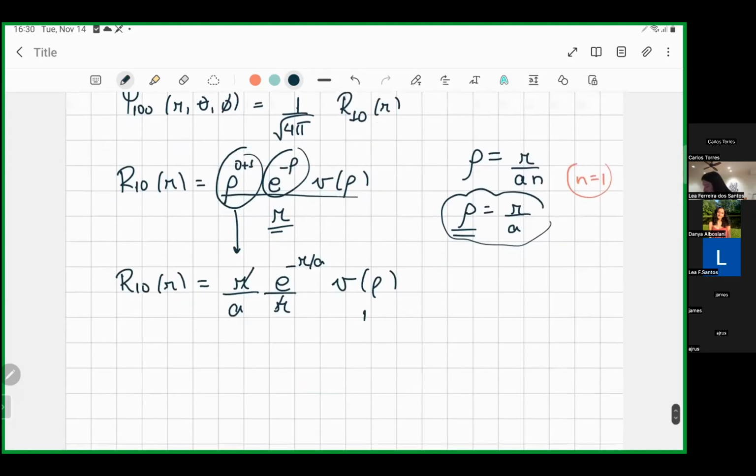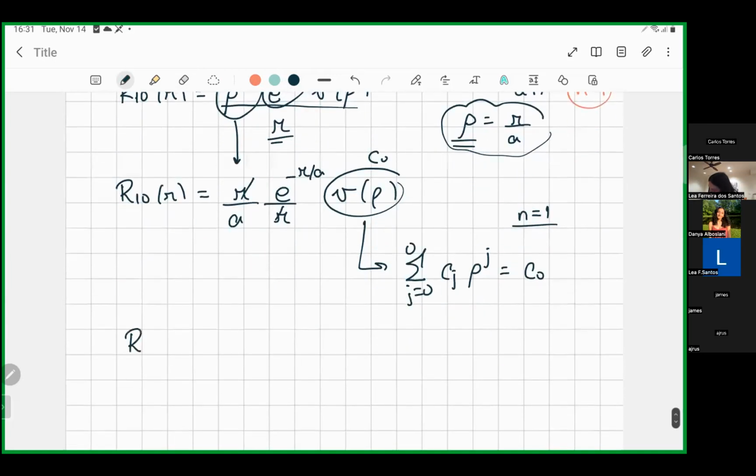Now, how are we going to find the V? Is that the sum over J from 0 to, we wrote the top here, N minus L minus 1. N is 1, so this cancels. L is 0, so you see that our sum is just one element. Our sum is just C0 because it's the only thing that exists when N is 1. Okay, so this is just C0.